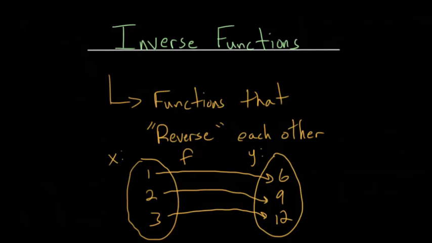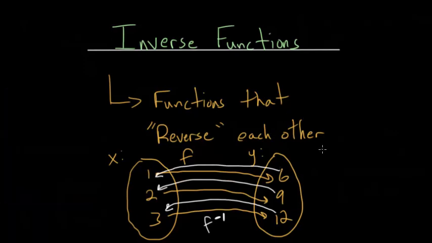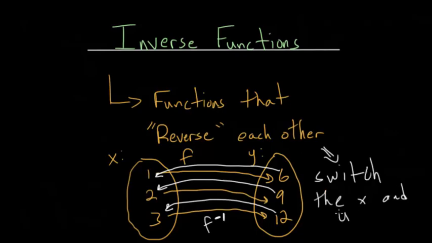Now an inverse function essentially switches this. So for an inverse function, which we usually write with an f with a little -1 next to it, it essentially gives you the y value and says what is the x value. So an inverse function would map the y value of 12 to an x value of 3, a y value of 9 to an x value of 2, and a y value of 6 to an x value of 1. So inverse functions essentially switch the x and y values.